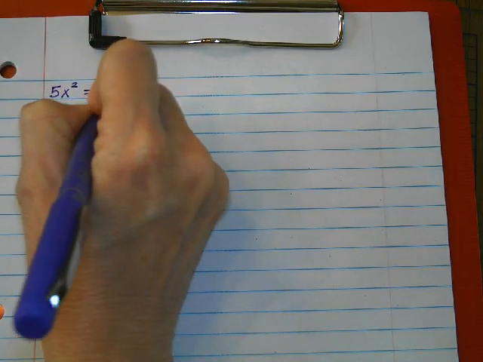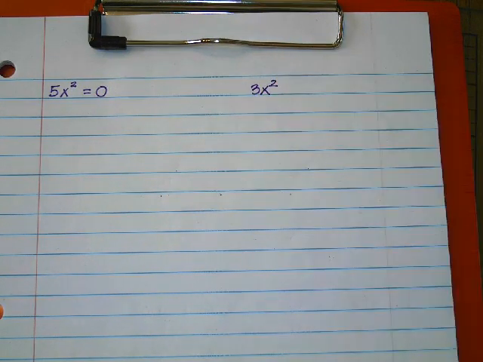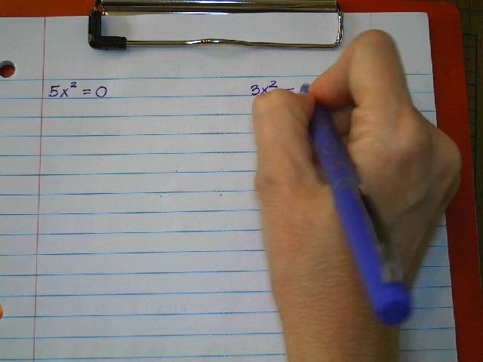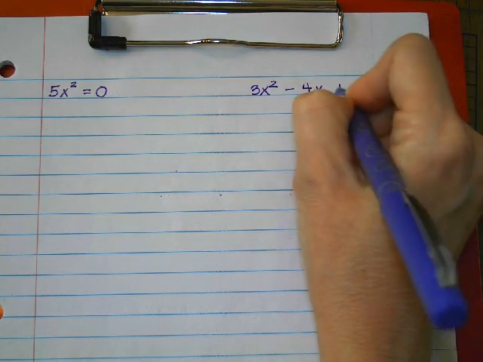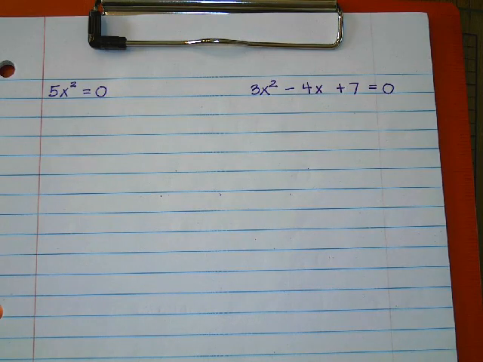All right, so I'm going to write out factored form. We're going to take our first factor, which is 5x squared. We're going to set it equal to 0. Then we're going to take our second factor, which is 3x squared minus 4x plus 7, and we're going to also set this one equal to 0 as well.